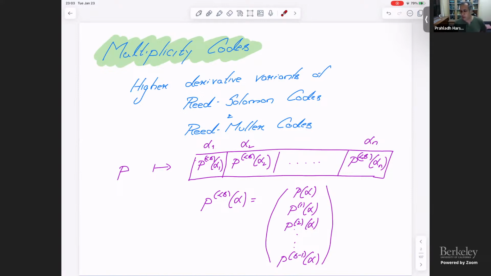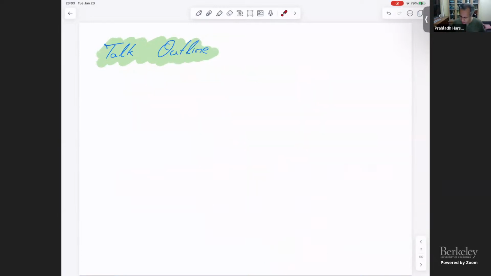Basically, the usual Reed-Solomon code is a set of evaluations of a polynomial. Here, you not only give the evaluations, but also several higher derivative information. So that's the usual way they are defined. I'll take a slightly more gradual, non-standard approach to defining these codes. The talk will be structured this way.